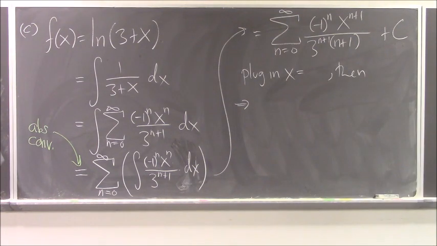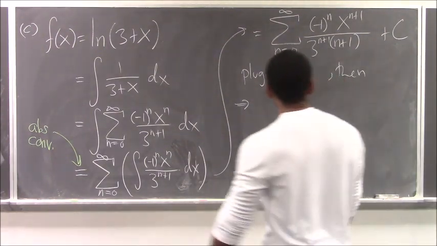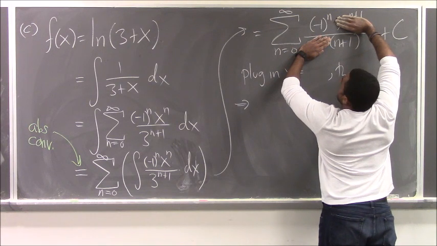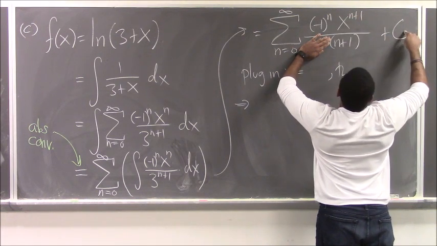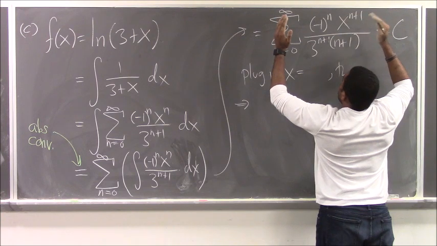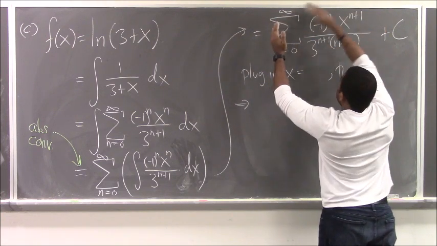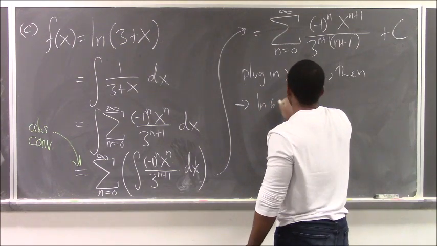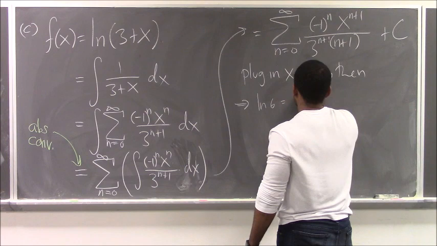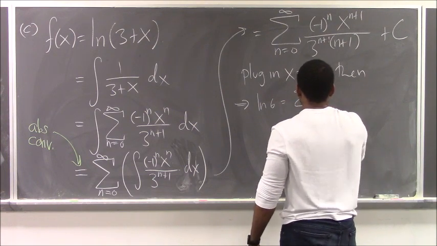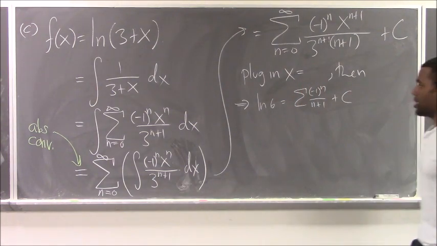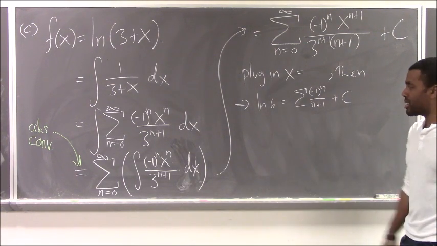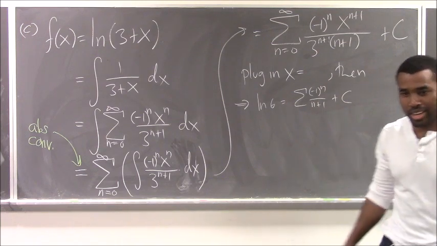Three. So someone thinks 3 is what we should plug in. Here's what would happen if I plug in x equals 3. Well, these guys are going to cancel, which kind of looks nice. But now I'm going to have C as this sum. So if I plug in x equals 3, I would have ln of 6 is equal to the alternating harmonic plus C. That's fine technically, but there's something nicer that you could plug in here.